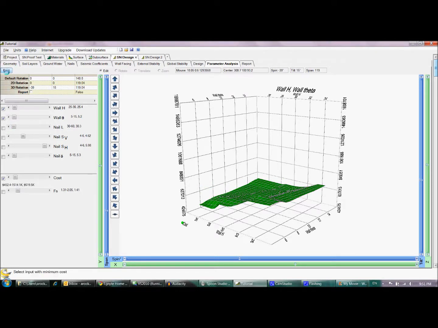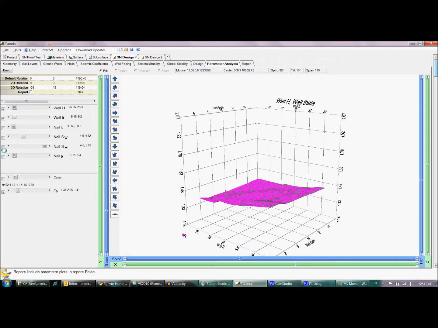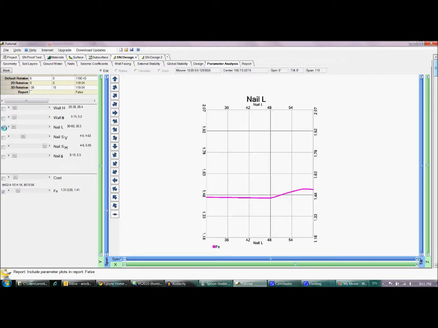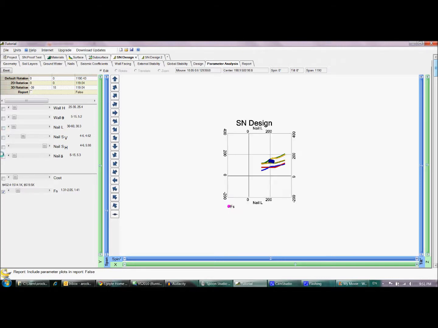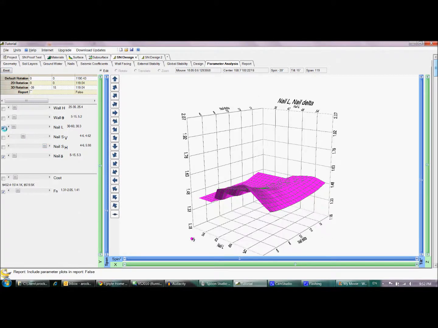This is multi-dimensional. Now we'll look at the factor of safety. Now we'll look and see how the nail length compares to, say, the nail inclination angle. Okay, there's a nail inclination angle. Let's plot both of them. Now I'll rotate this around so you can see the relationship between the nail length and the nail theta angle.